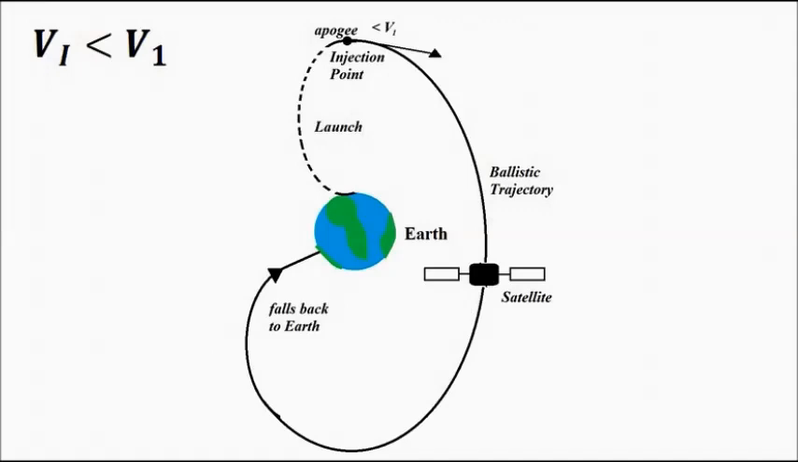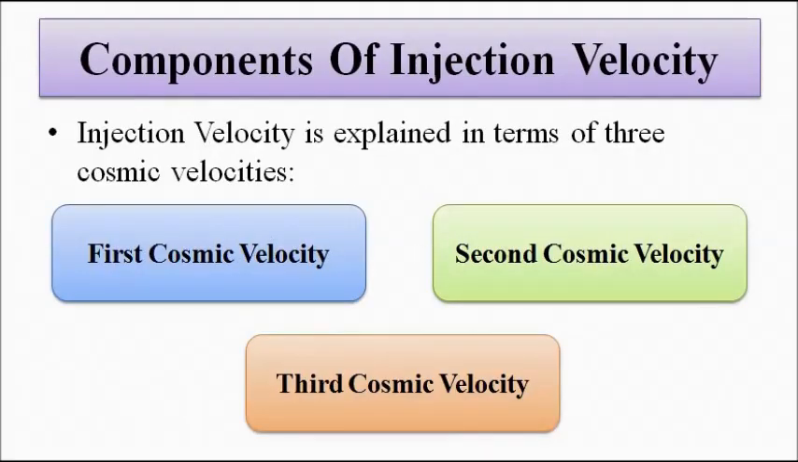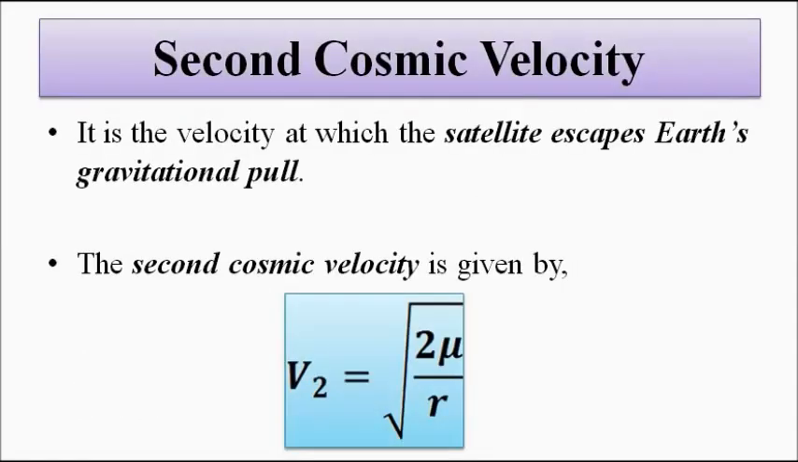Okay, so the next velocity which we will discuss: we have discussed the first cosmic velocity, now we'll discuss the second cosmic velocity. The second cosmic velocity is that velocity at which the satellite escapes Earth's gravitational attraction force. It can be mathematically given as V2, the second cosmic velocity, is equal to root over of 2 mu by r. Here mu is the product of the universal gravitational constant and the mass of Earth, and small r is the perigee distance.